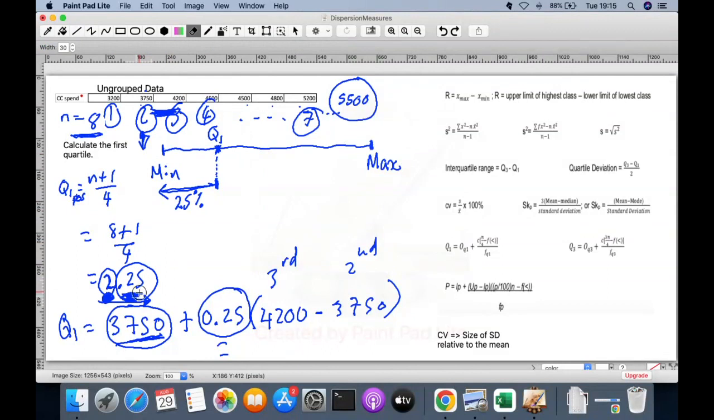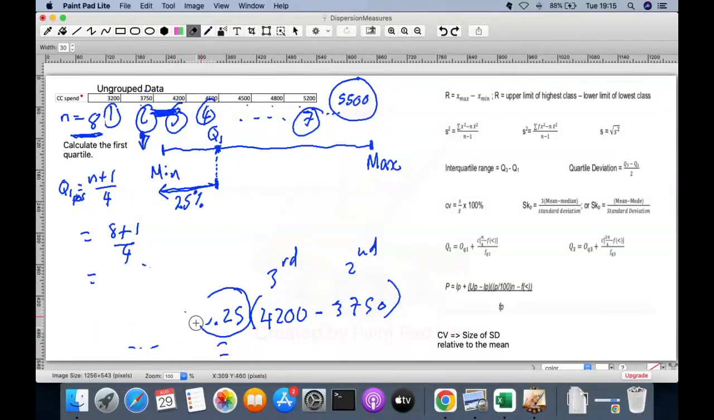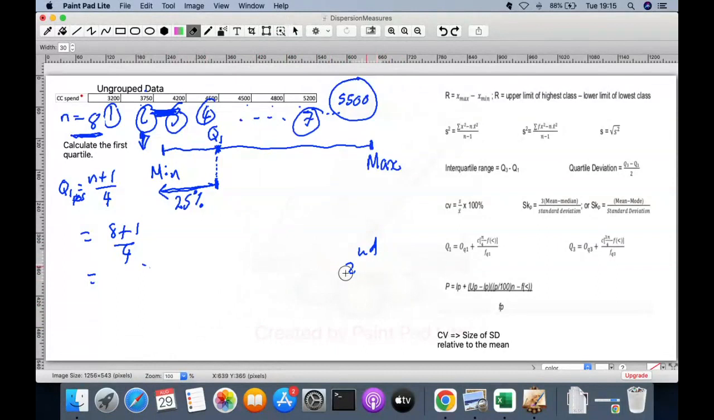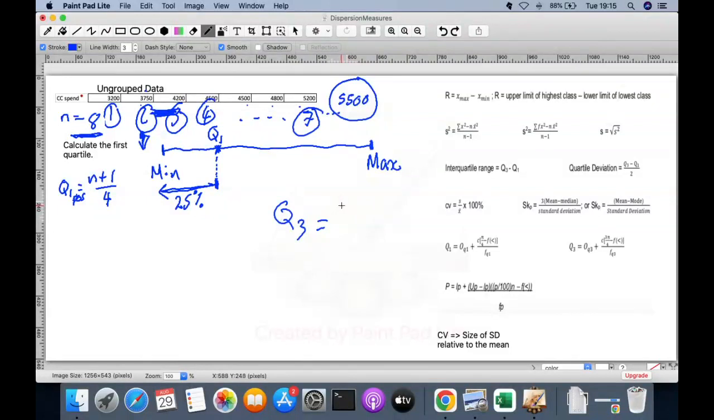The only difference is for the third quartile, give me a second. Okay, I'll take this out as well. For the third quartile, the formula to find the position is different. It's 3 times n plus 1, over 4. So it's not the same as the Q1 position. The Q3 position is this formula.